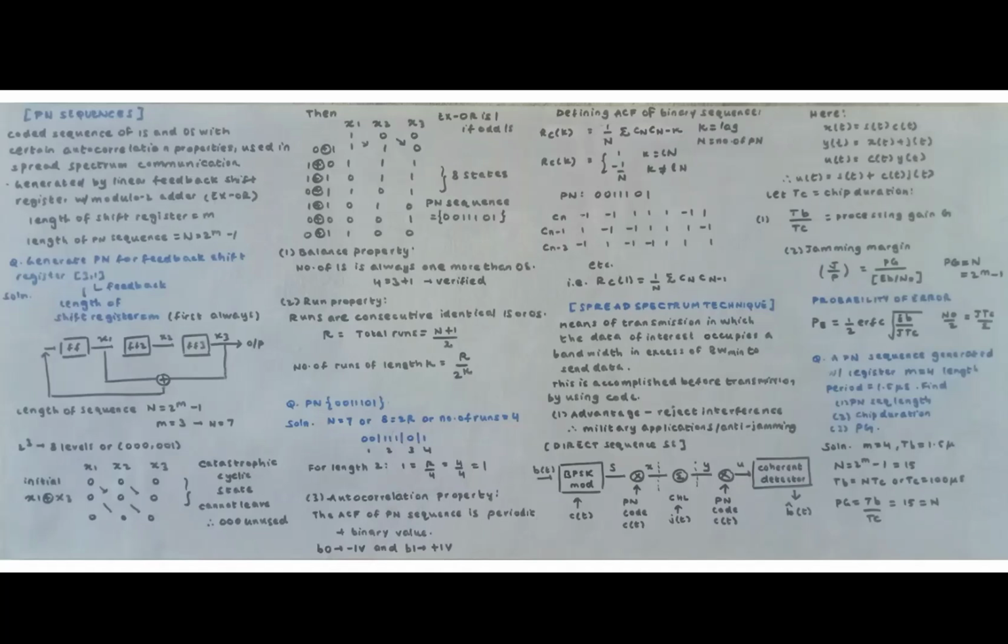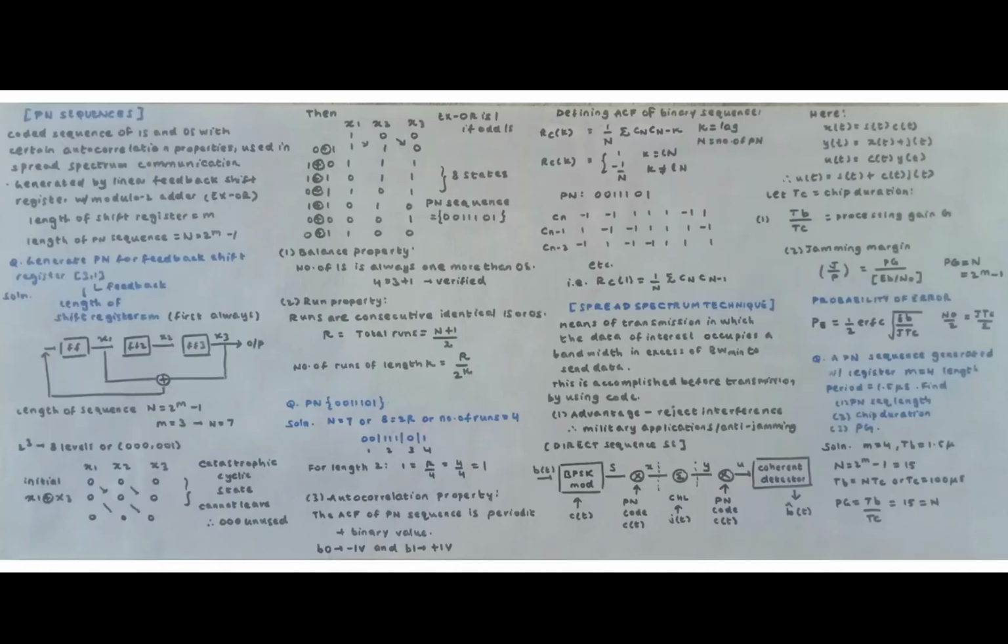The total number of runs is given by (n + 1) / 2. For example, if you see the 0, 0, 1, 1, 1, 0, 1 sequence, the number of runs with length 2 is given by R / 2^k, which is R / 2^2, which is 4 / 4, which is 1. So there we can prove that property as well.